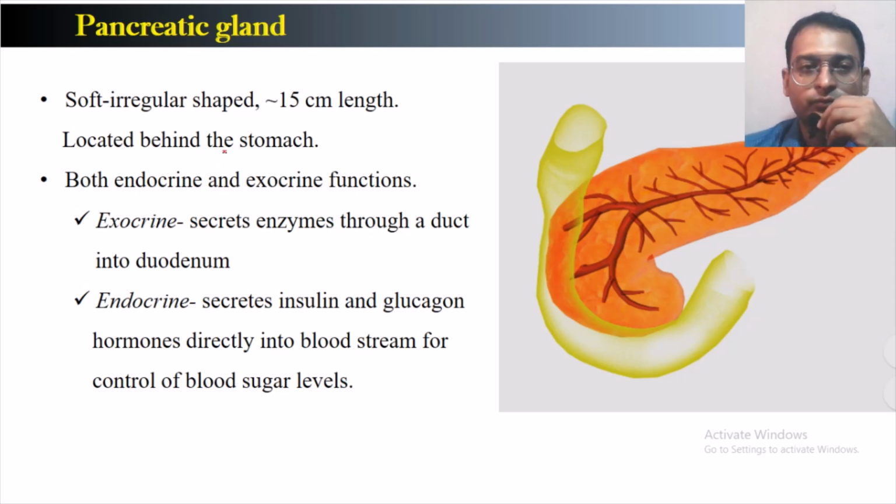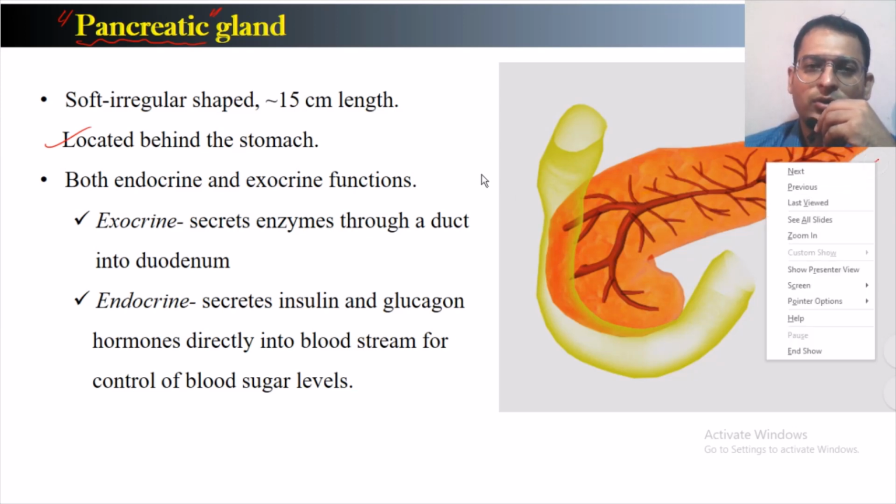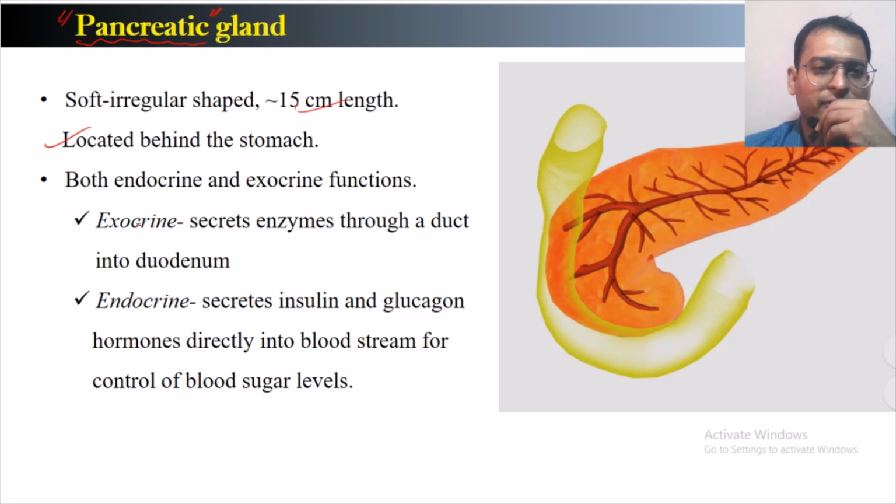Moving on to the next very important endocrine gland, that is the pancreatic gland. The pancreas is located behind the stomach. Okay, it is an irregular shape. It looks like a fat kind of tissue, and it is about 15 centimeters in length.